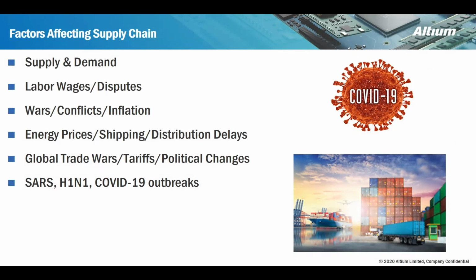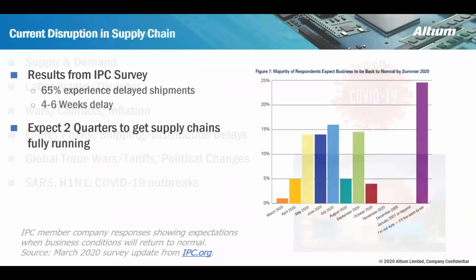Many factors can affect your supply chain: supply and demand, labor disputes, conflicts, inflation, distribution delays, trade wars, tariffs, and pandemics. We are currently witnessing supply chain disruption due to the COVID-19 pandemic.